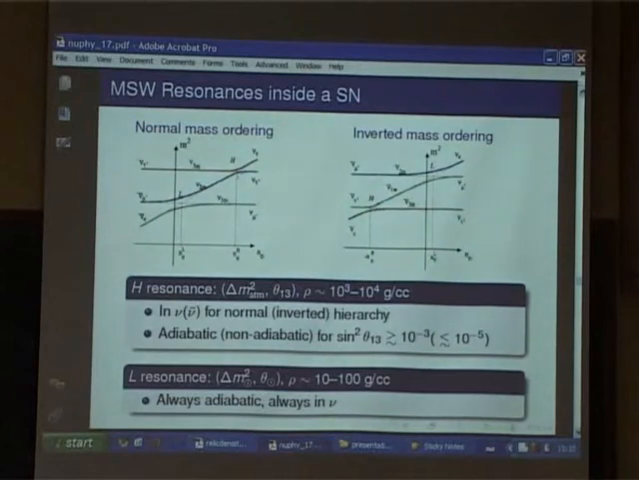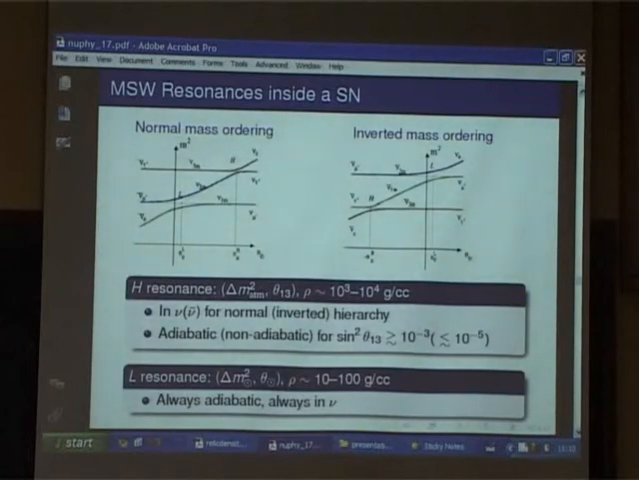There is this resonance, which is called the H resonance. This H resonance corresponds to densities of about 1000 to 10,000 grams per cubic centimeter. The other resonance is called the L resonance, which happens at 10 to 100 grams per cubic centimeter. This is exactly like the sun resonance, and it's always adiabatic. It is always in neutrinos, because the hierarchy is always normal. The resonance happens for neutrinos, not for antineutrinos. We know that resonance can happen only in one of them.